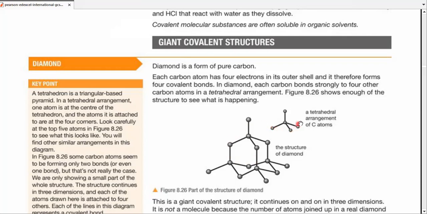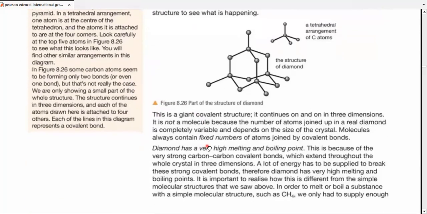Now, in methane, we were actually connecting this carbon atom in the center with all hydrogen atoms. But this one's different. Carbon is connected to other carbon atoms, which are further connected to other carbon atoms, and the entire structure goes in a loop in its entirety. Carbon atoms keep on continuing with their 4 covalent bonds in all 3 dimensions. Hence, we call the structure a giant covalent structure.